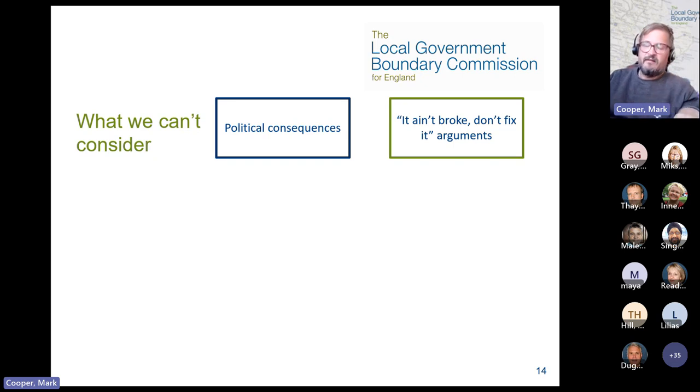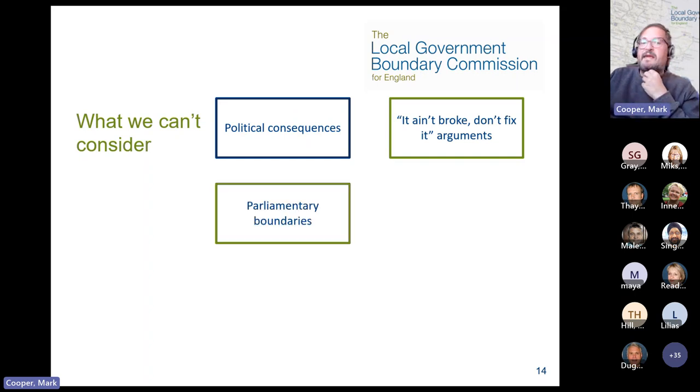So what that means is if your particular ward has electoral equality, it may still need to change to take account of neighbouring wards. This means that the status quo is often not a viable option, and the if it ain't broke, don't fix it argument does not apply. We do not deal with parliamentary boundaries. They are dealt with under a separate set of rules and by a different body, and they build their parliamentary constituencies from our wards, not the other way round. So we will not take into account any parliamentary boundaries when drawing up our wards.